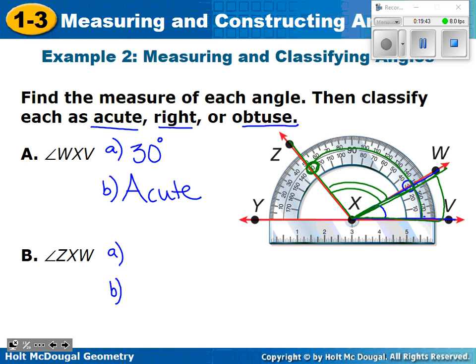Okay, so we have to take that 130, and what do we have to do to get the measure of our angle? Subtract the angle that we had here that we didn't want in our picture. So we take away 30, so what's the measure of the angle that we're actually looking at? 100 degrees. And what is that classified as? Obtuse.